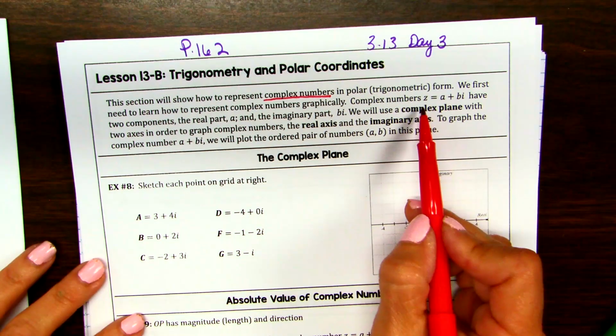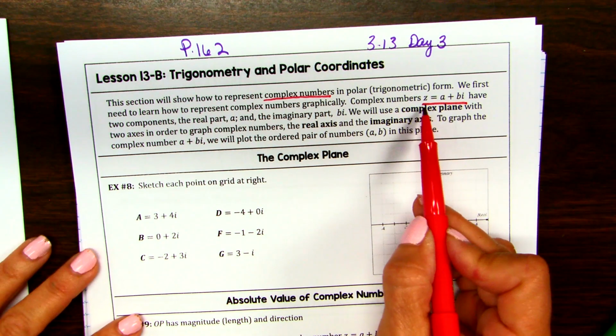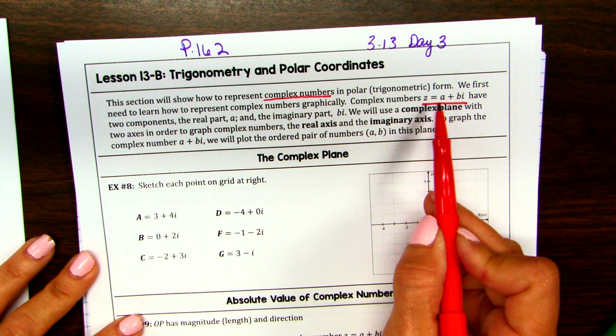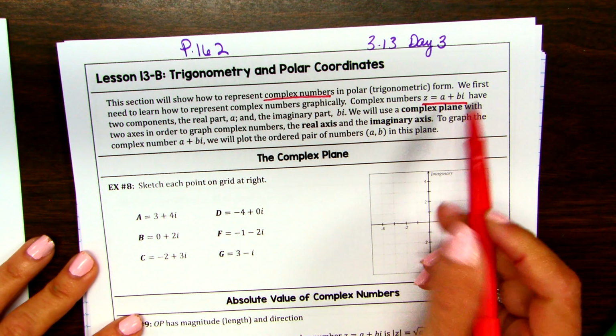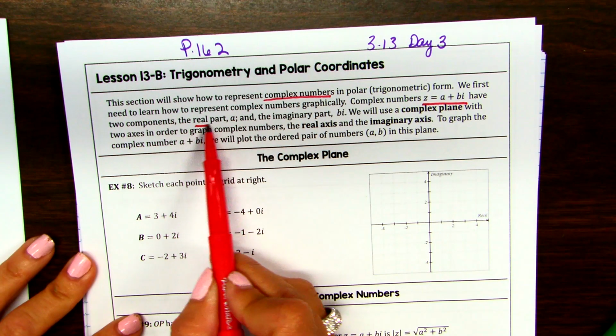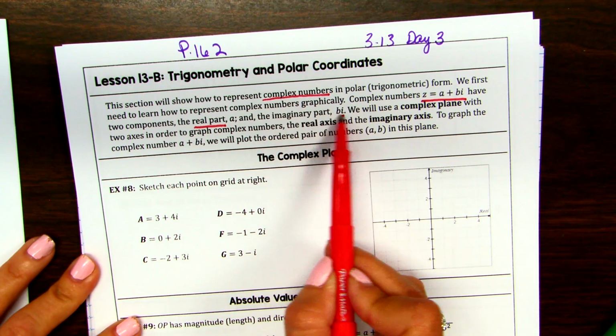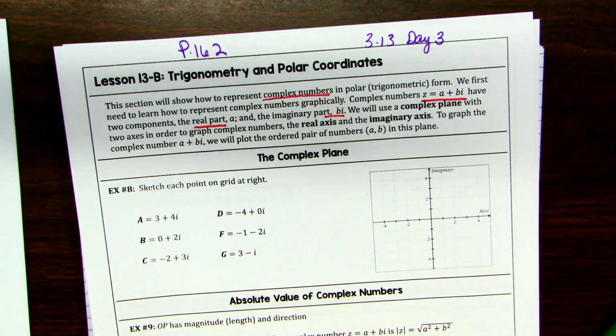And it's in this form, a plus bi. They're introducing a new letter, z equals a plus bi, where a is the real part and the imaginary part is bi. So a and b are just numbers. And b is a number with an i next to it, which just means it's the imaginary part of the problem.